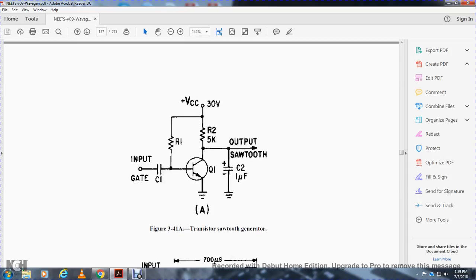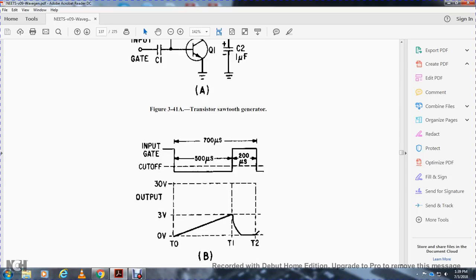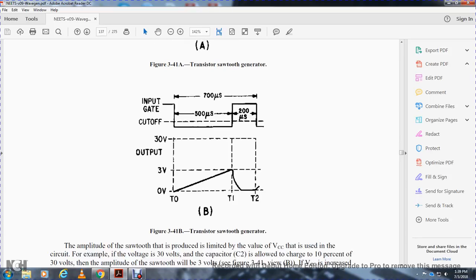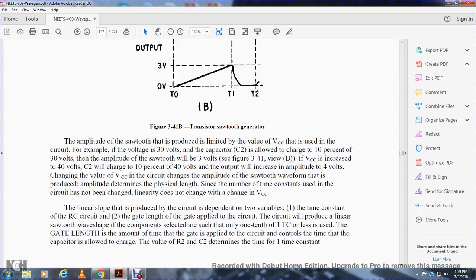Alright, figure 341 shows the transistor sawtooth generator: input going through capacitor 1 and resistor 1, resistor 2, 5K, emitter going to ground, collector going to the collector voltage of 30 volts, output sawtooth, capacitor 2, microfarads, input gate 700 microseconds, 500 microseconds, 200 microseconds cutoff, output voltage 3 volts, and times 1 and 2 show the drop, the sawtooth amplitude.